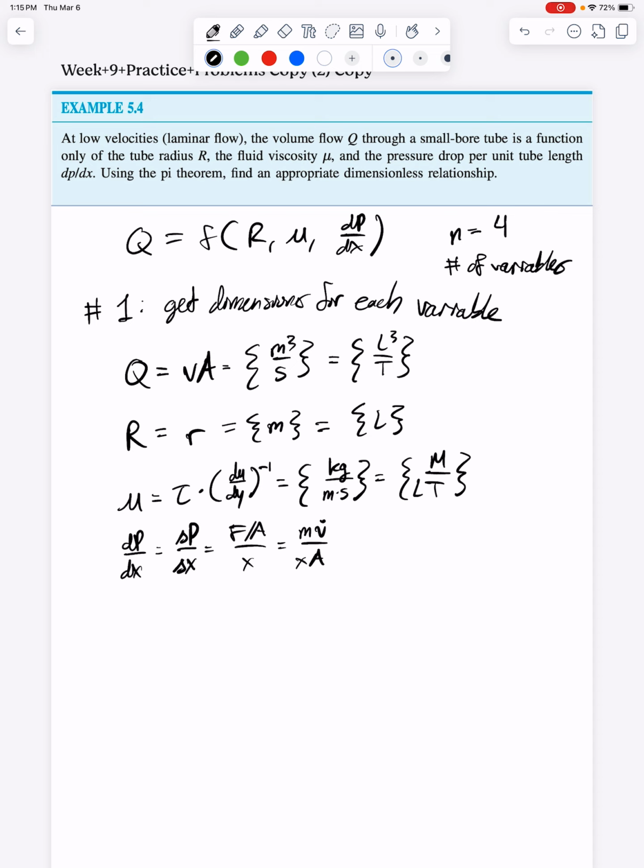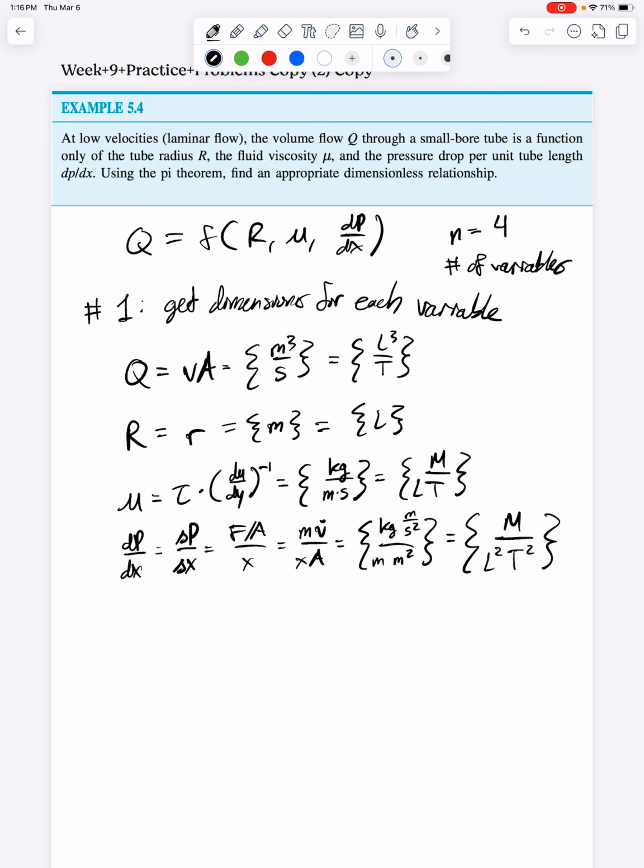I'm going to move my area down to the bottom. If I break it up in terms of units, mass is in kilograms. The time derivative of velocity would be meters per second squared. We have unit length times unit area, so meters times meters squared. I'm working in SI units to keep it simple. Kilograms is the unit mass. Moving everything down, I have length cubed times time squared. So that's the expression for dP dx: mass per length squared time squared. Sorry, mass per length squared times time squared.